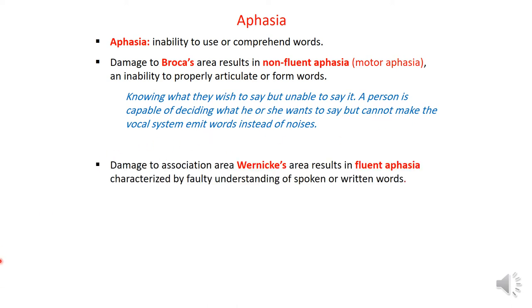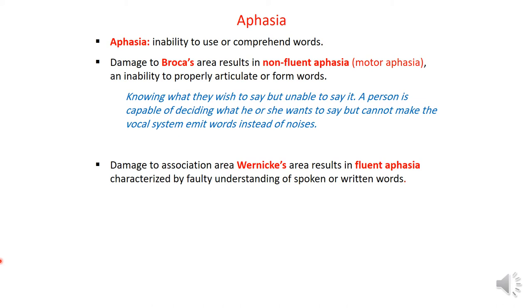So the subject has a difficulty in regulating the muscles that produce the speech, but can express themselves by writing. If you ask him to write what he is feeling, what he would like to say, he can write. But what is the problem? The problem is in the articulation of words.